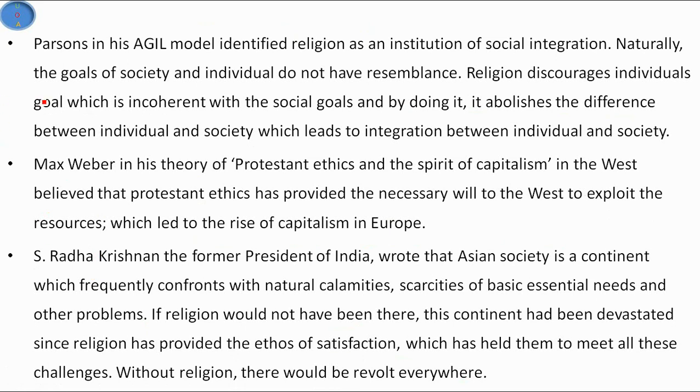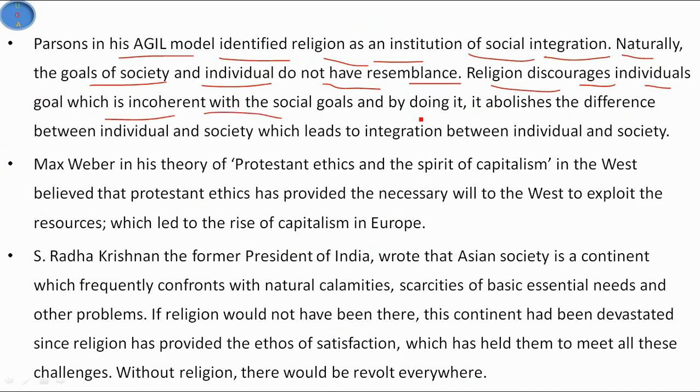Parsons, in his AGIL model, that is adaptation, goal attainment, latency or pattern maintenance, and integration, which are functional prerequisites of a social system, identified religion as an institution of social integration. Naturally, the goals of society and individual do not resemble each other. Religion discourages individual goals which are incoherent with the social goals, and by doing so it abolishes the difference between the individual and the society, which leads to integration between individual and society.